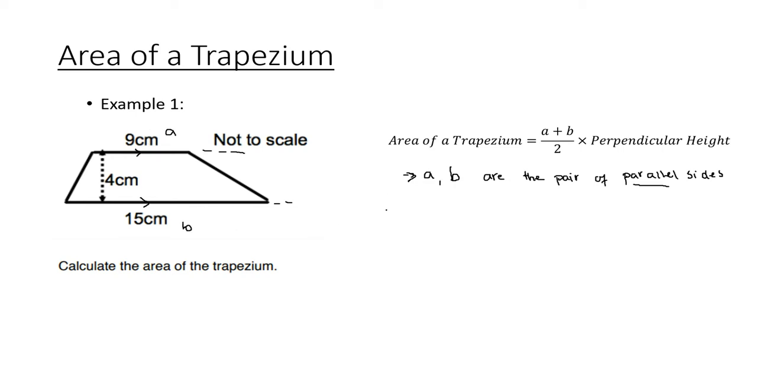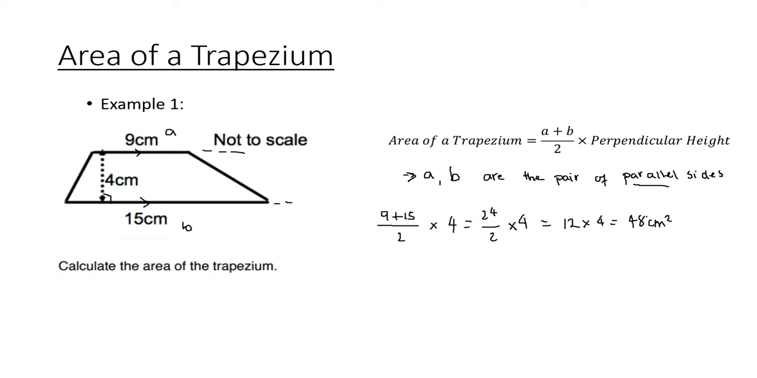So A plus B is at the top, so 9 plus 15, then divide it by 2, and then multiply it by your perpendicular height. Remember, your perpendicular height is the one that is perpendicular with another straight line, creating that right angle. So multiply this by 4. 9 plus 15 gives you 24, divided by 2, multiplied by 4. So 24 divided by 2 gives you 12, then multiply it by 4, giving you an area for this trapezium of 48 centimeters squared.